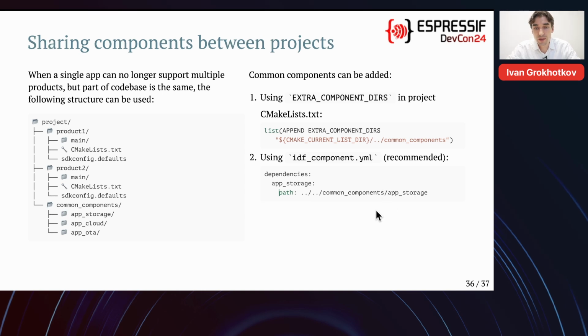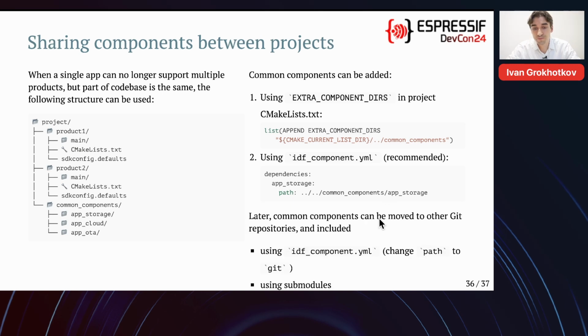This also makes it easier to later move those common components to a Git repository, and then you can again bring them back in using idf_component.yml, changing the path keyword to git, or using submodules if you prefer. So these are the couple of ways you can structure your projects as they grow and support more products and contain more components.